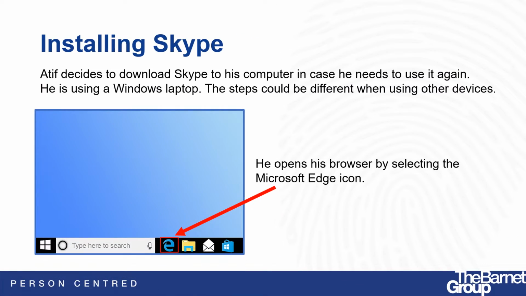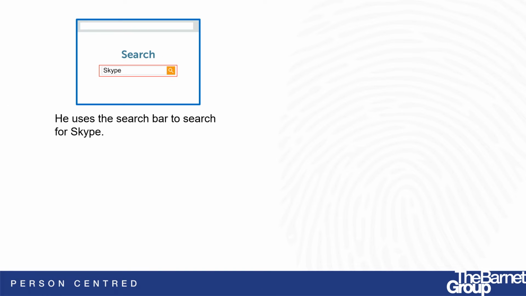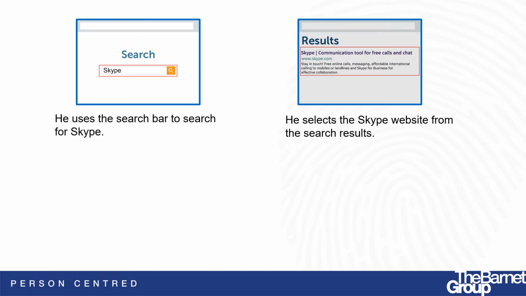Atif decides to download Skype to his computer in case he needs to use it again. He is using a Windows laptop. The steps could be different when using other devices. He opens his browser by selecting the Microsoft Edge icon. He uses the search bar to search for Skype. He selects the Skype website from the search results.